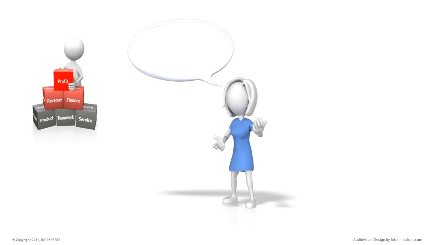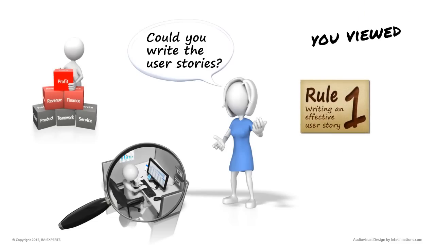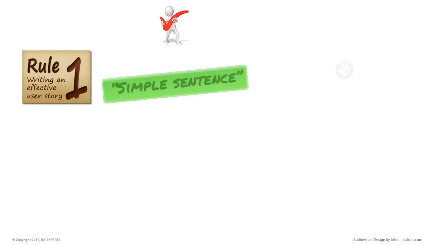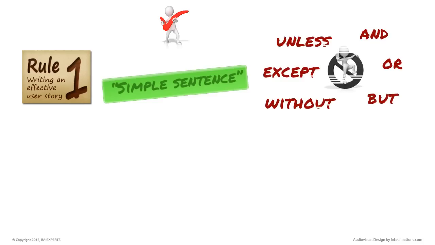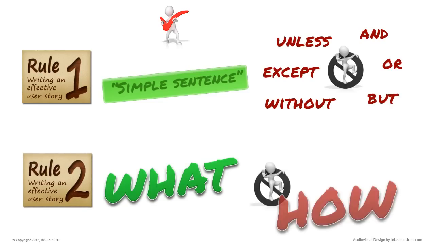Okay, you're a business professional. Someone has asked you to write user stories for a planned change to your information technology application. Being diligent and wanting to do it correctly, you have also viewed our first two knowledge nuggets on rules for effective user stories. So you already know, Rule 1, an effective user story is a simple sentence that does not contain conjunctions or limiting phrases. Rule 2, an effective user story emphasizes what the solution does, not how it does it.